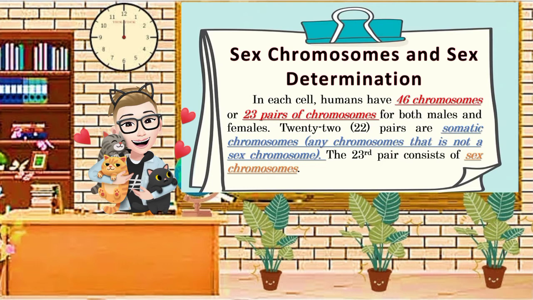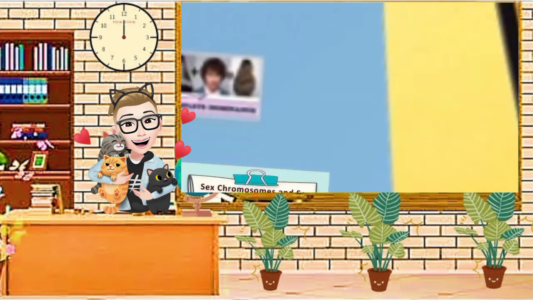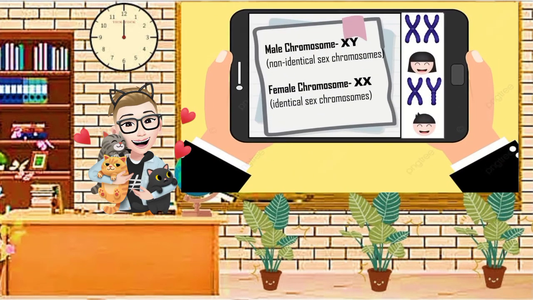And the 23rd pair consists of the sex chromosomes. This is the one that determines whether we are going to be a boy or a girl. The male 23rd pair is X and Y, which are non-identical sex chromosomes, while the female is X and X, which are identical sex chromosomes. So always remember that females have X and X and males have X and Y chromosomes.